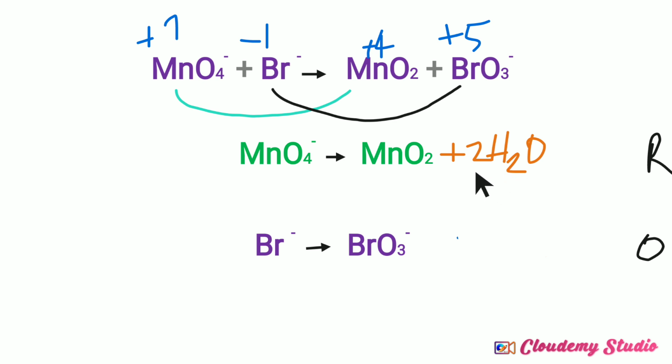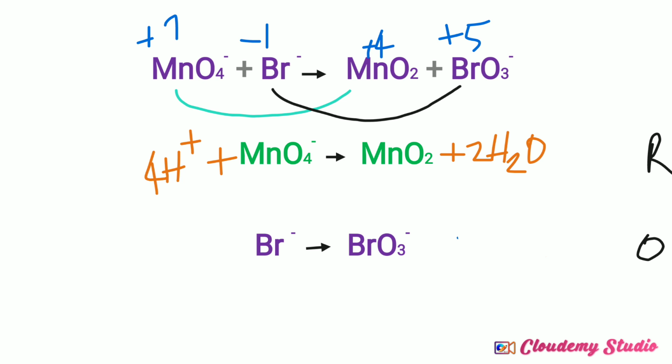As we have added 2 molecules of water, now on the right hand side, how many hydrogen atoms are there? 2 times 2, 4 hydrogen atoms. But on the left hand side, there is no hydrogen atom. In order to balance these 4 hydrogen atoms, we need to add 4 hydrogen ions on the left hand side. 4 hydrogen ions are added on the left hand side.